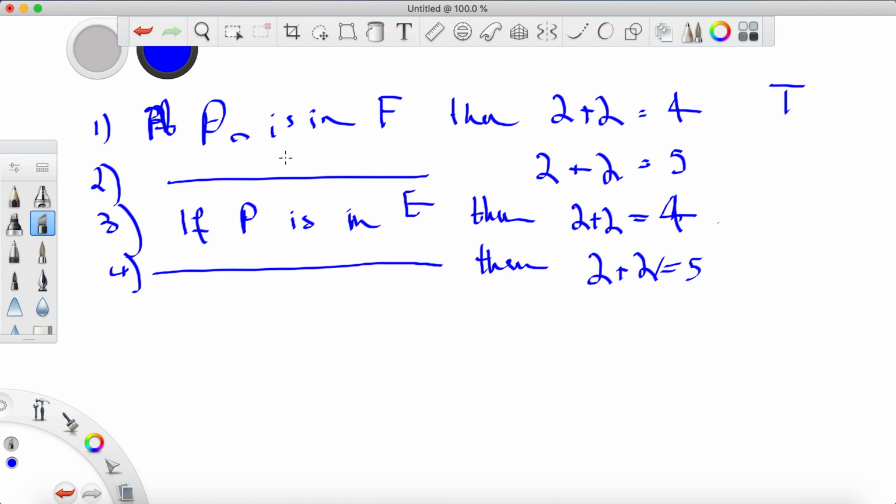The second one is definitely false because, in fact, Paris is in France, and 2 plus 2 does not equal 5. So if the statement, if Paris is in France, then 2 plus 2 equals 5, were true, then from the fact that Paris is in France, we would be able to conclude that 2 plus 2 equals 5. However, 2 plus 2 does not equal 5, therefore the statement is false.